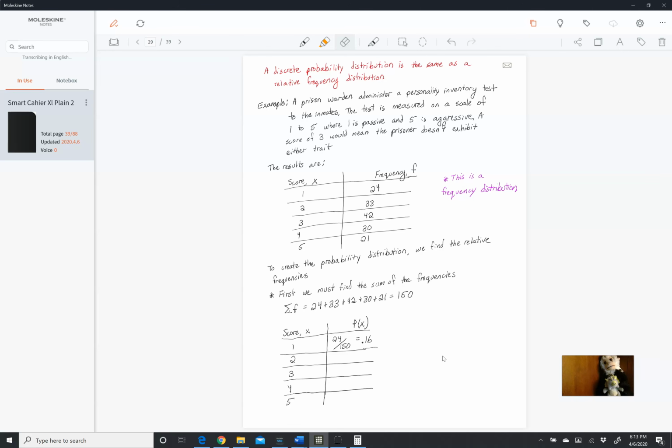Okay. For the 2, well, 33 out of the 150 scored a 2, and that's a probability of 0.22. 42 out of the 150 scored a 3, and that's a probability of 0.28. For a 4, 30 out of the 150 scored a 4, and that's a probability of 0.20. And for a 5, 21 out of 150 scored a 5. So 0.14 is the probability that the next person scored a 5. So let's write this. This is a probability distribution here.